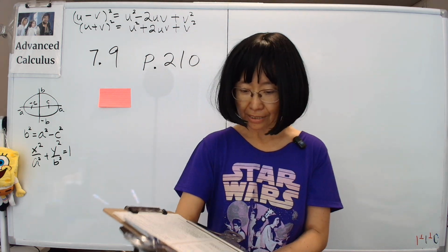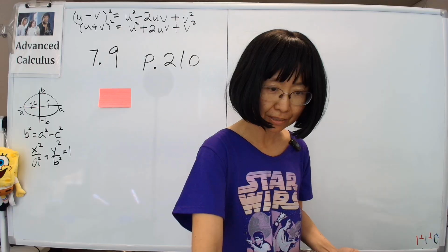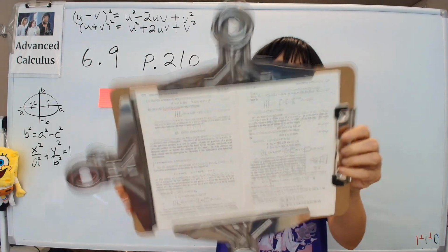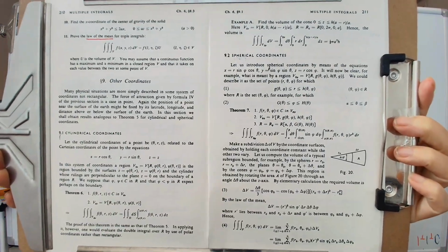Today we're going to do section 6.9. Why do I have 7 all the time? First, let's scan the book. Here we are. We have, what is this?